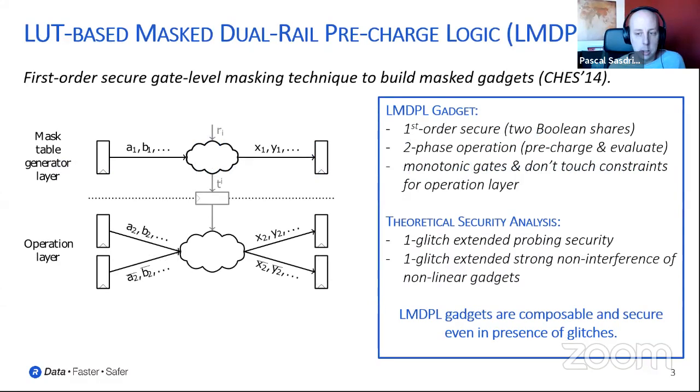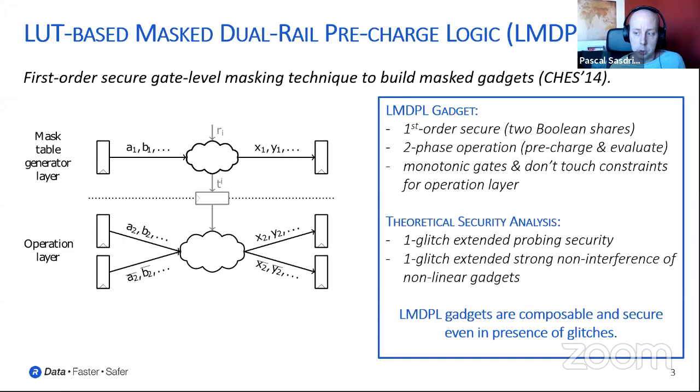After some initial investigations and research, we decided to use the LUT-based masked dual rail precharge logic, in short LMDPL, which is a masking scheme that was initially presented at CHES 2014. This masking scheme describes a first-order secure gate-level masking technique to build and protect gadgets. Internally, each protected gadget is constructed of two layers, as you can see on the left figure, which is the operation layer and the mask table generation layer.